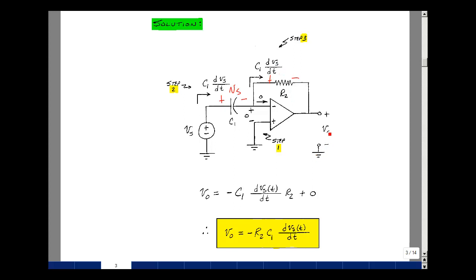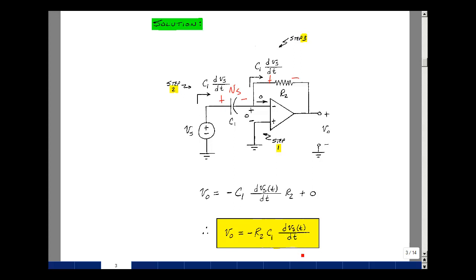Let's solve for V out. The rise in voltage equals the drops around the loop. So the rise in voltage, this is a rise in voltage. It's also a negative drop. Rise in voltage is V out. The drop is minus C1 dVs dt times R2 plus 0. That's this expression right here. Let's put the R2 and C1 together. V out is equal to minus R2 C1 times the derivative of V sub S with respect to t.